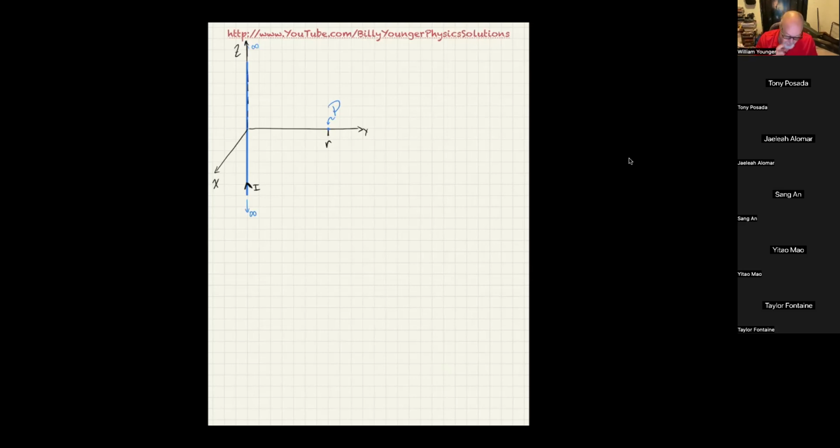So that means, for instance, at that point P, I expect the magnetic field to point into the page. Out here on the x-axis, which is right in front of the wire, it should point in the positive y direction. Back on the negative x-axis, where I'm behind the wire, it would point in the negative y direction. And if I was over on the negative y-axis, it would point out of the page. Everybody agree with those directions?